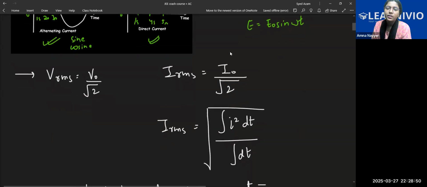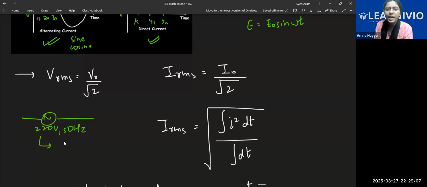Now, VRMS and IRMS. One simple formula in terms of your peak value. When nothing is mentioned in your circuit, like this is a circuit given 220 volt 50 hertz like this, these voltages are the RMS value. RMS means root mean square.